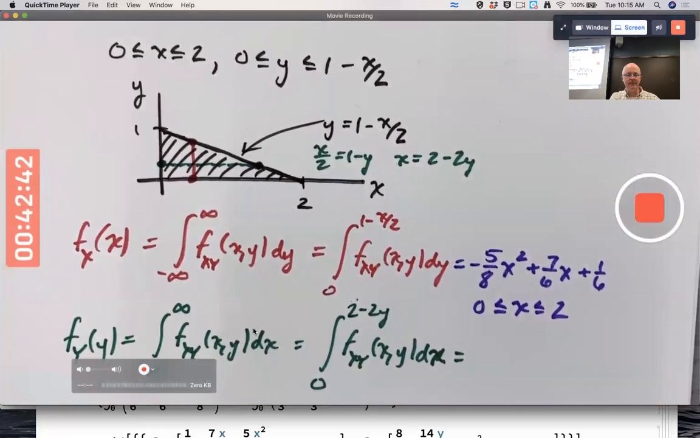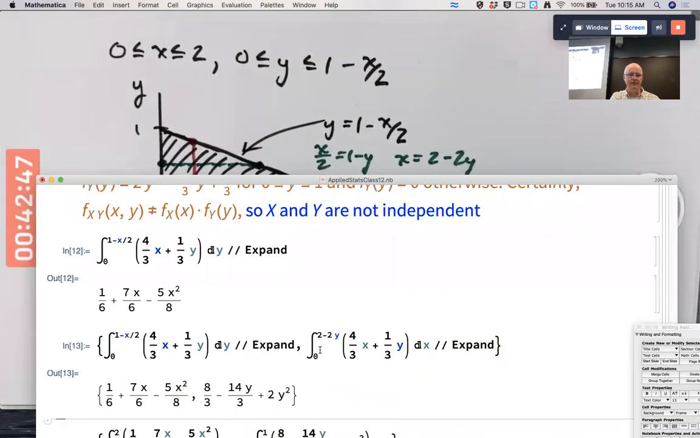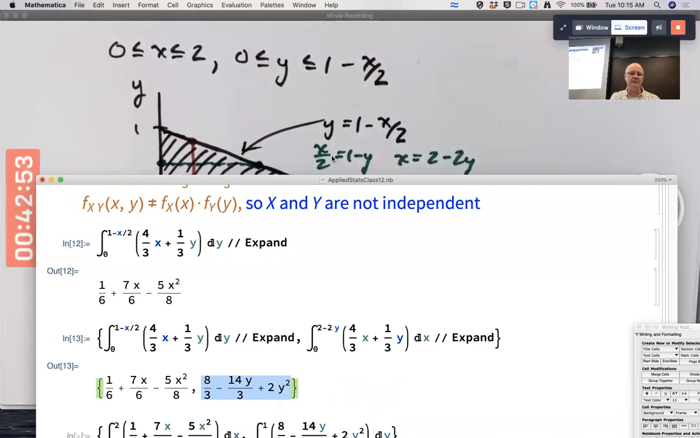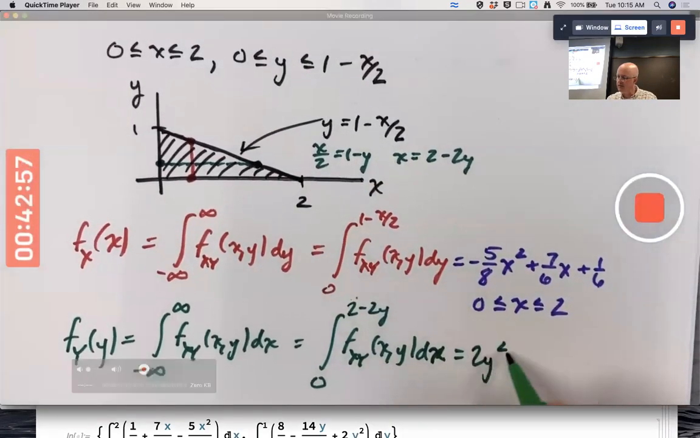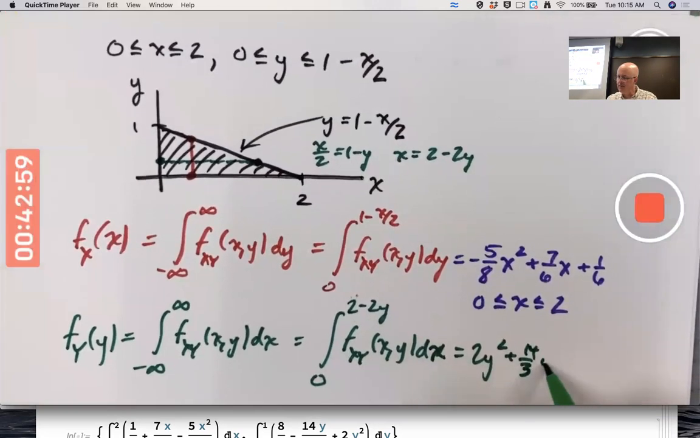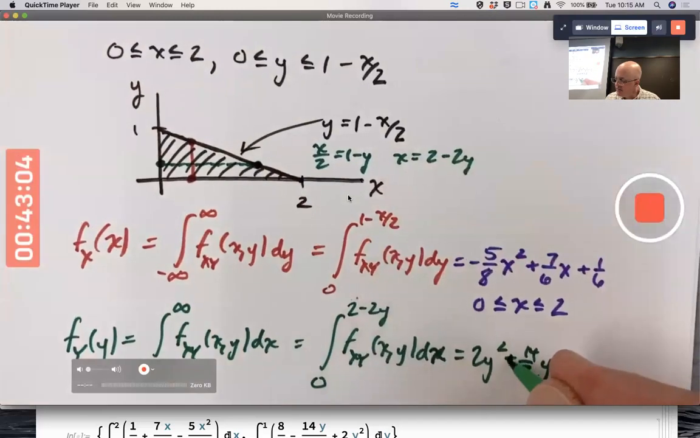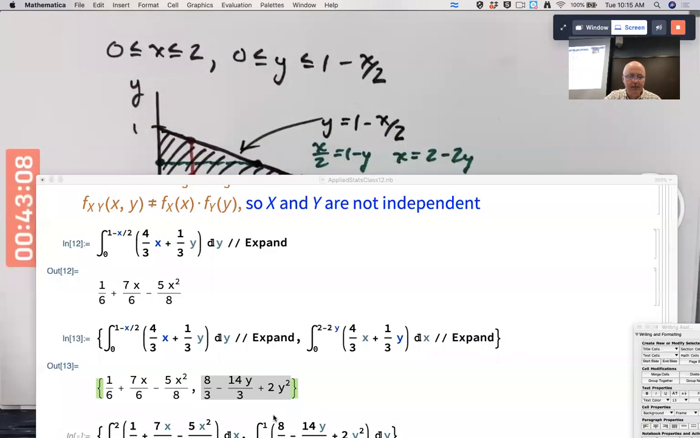What do you end up getting? Actually, I did them both here. You get this thing, 2y squared minus 14/3 y plus 8/3. Was it minus 8/3? Minus 14/3. Minus 14/3 plus 8/3. Yep, okay.